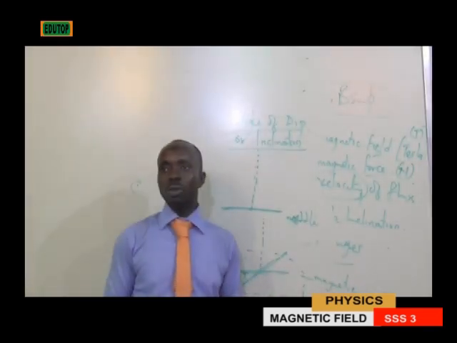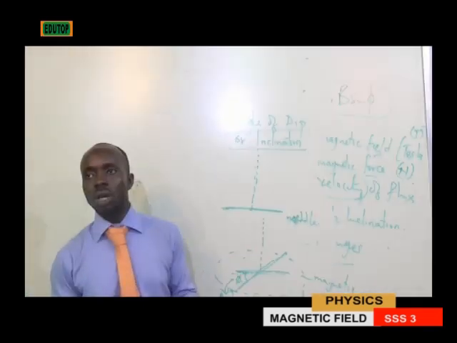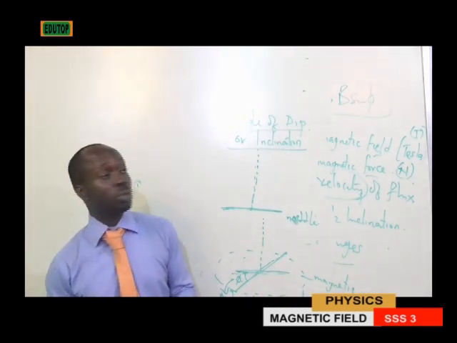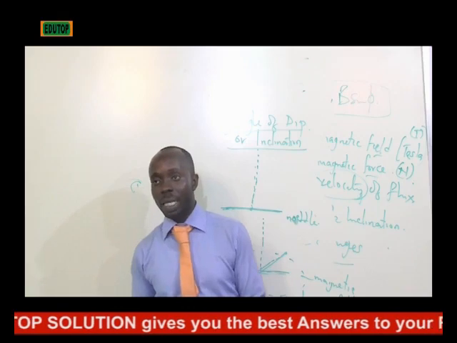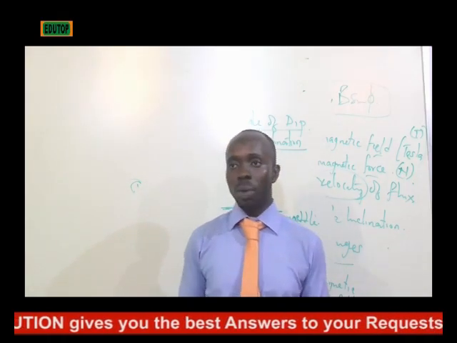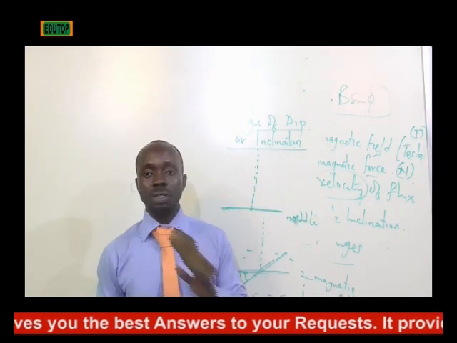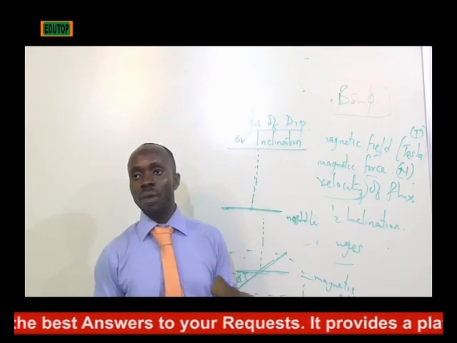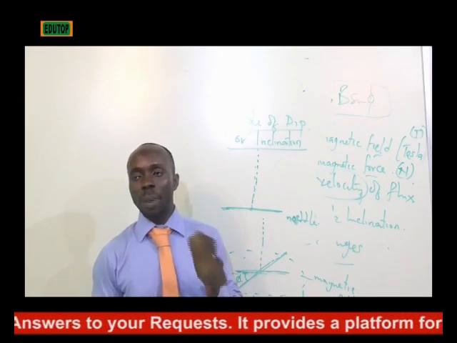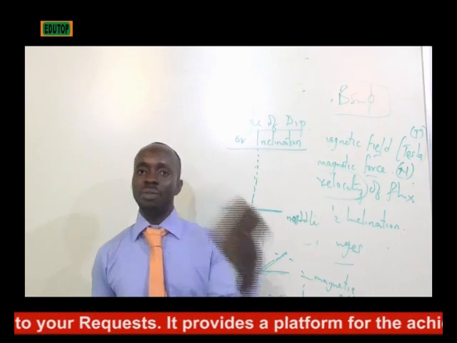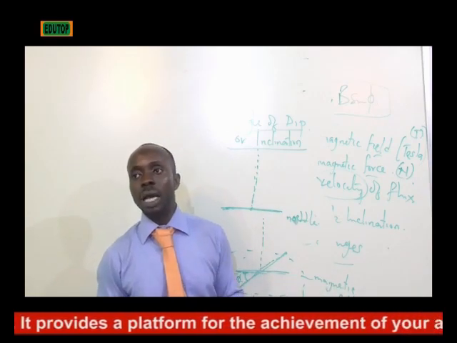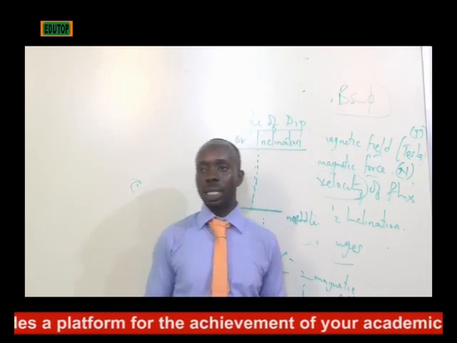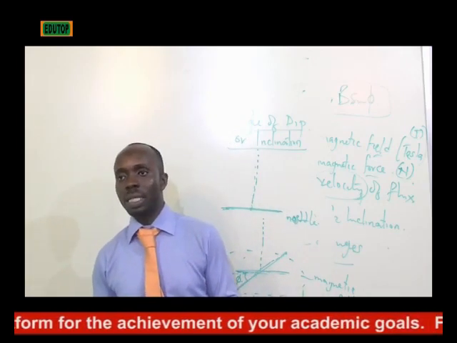Now let's proceed to what we call the theory of magnetism. Under the theory of magnetism, we'll be looking at what we mean by diamagnetism, paramagnetism, and the other ones. For your level, we'll be focusing on just two: diamagnetism and paramagnetism. Although we still have ferromagnetism, in this section we'll just be talking about diamagnetism and paramagnetism. So let's start with the theory of magnetism.